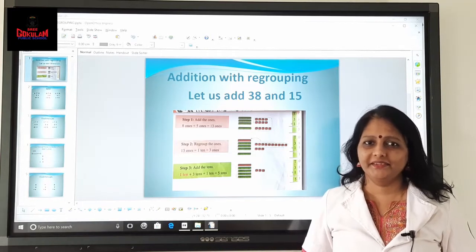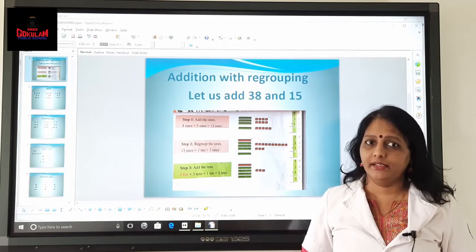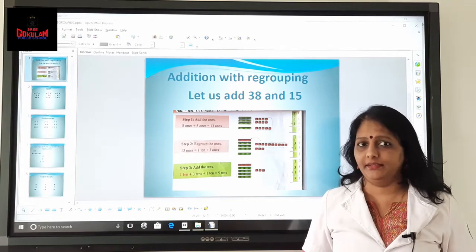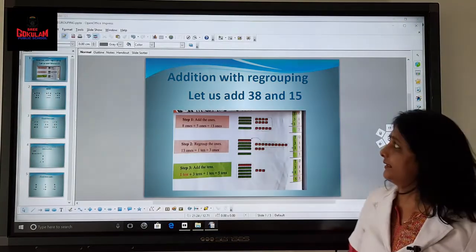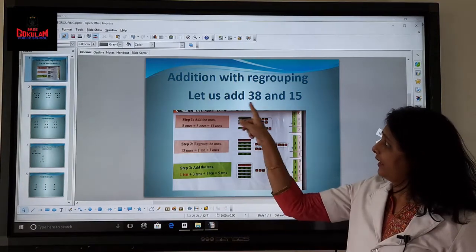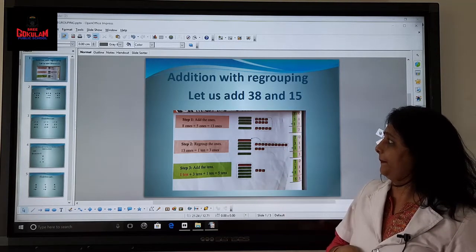Welcome children. Today we are going to learn how to add two-digit numbers with regrouping, or with carrying. Okay. So let us do addition with regrouping. Let us add two numbers, 38 and 15.